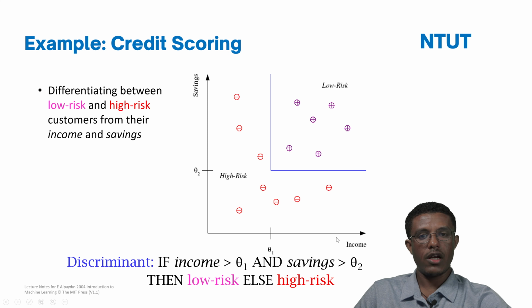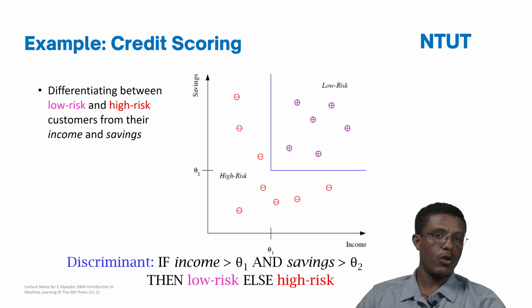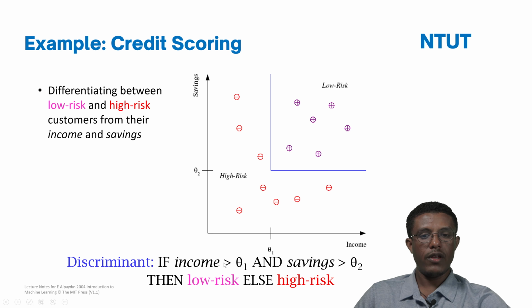So we have income and saving. The information is the income and the saving of the person. Based on the income and saving information, we can classify whether this person is high risk or low risk based on credit scoring. So if income is greater than theta 1 and saving is greater than theta 2, then low risk, else high risk.